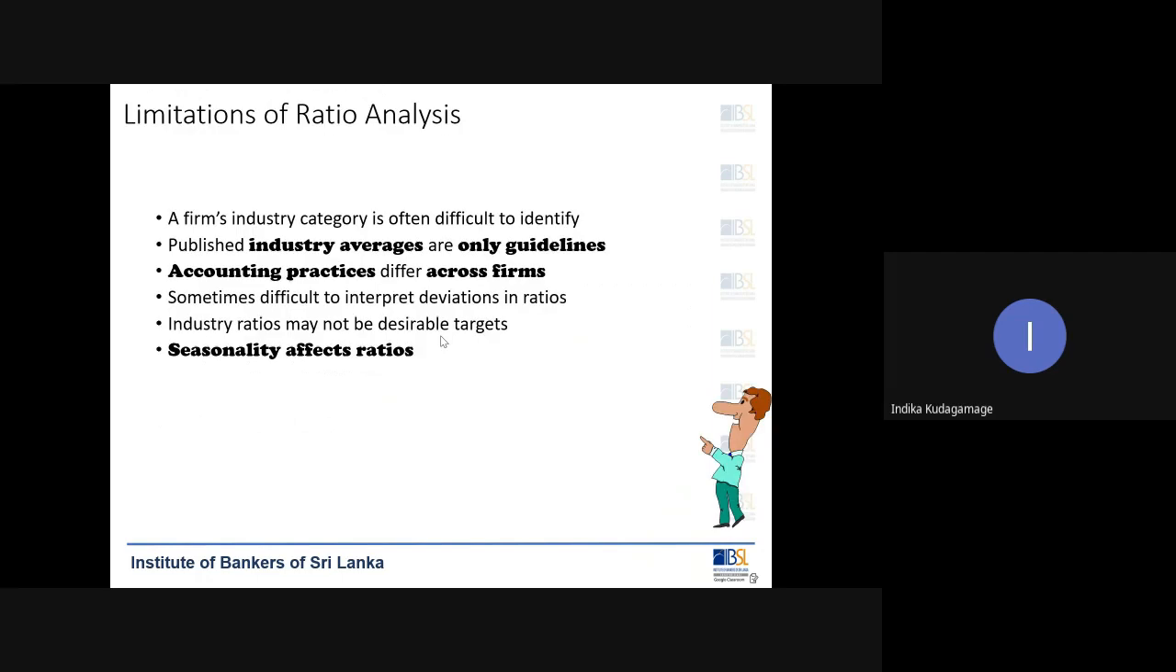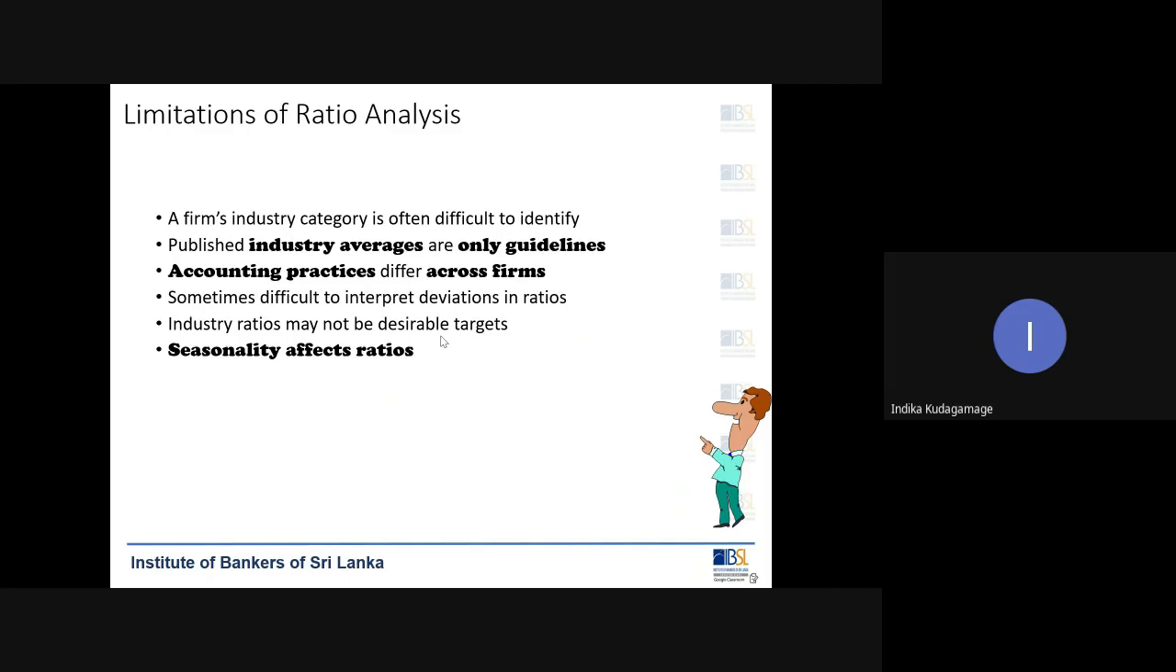Limitations, these are the limitations we have. Industry category, whether it is large or small, we can't find. Industry averages are only averages, only guidelines. Company to company accounting practices may be different. How you recognize turnover may be different. How you recognize your depreciation may be different. So sometimes ratio interpretation can be difficult without proper information.